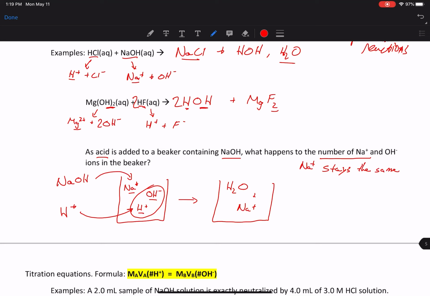So Na plus stays the same, but look at and see what happens to the OH minus ions. So the OH minus, you start off with some in there. However, in the new beaker, we don't have any OH minus. So your hydroxide ion concentration will decrease.